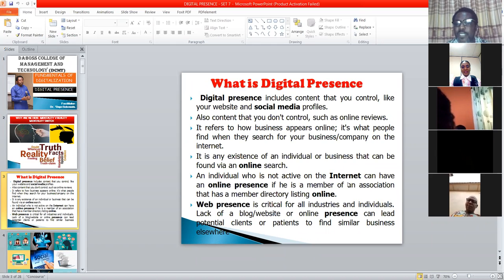An individual who is not active on the internet can have an online presence if he's a member of an association. Like we found out from most academics, those who are working in one university, polytechnic or the other, or if you are working with a company that is known, even if you don't have digital activity, which is digital footprint, you will still have some digital presence of that particular institution for which you are working. And that is what we mean by digital presence.